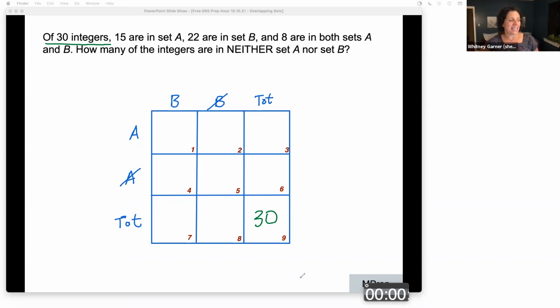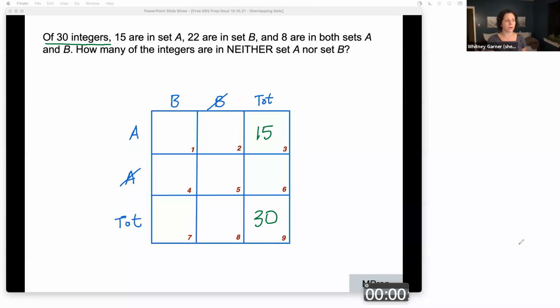What about 15? So I've got 15 integers in set A as a whole, right? So in set A as a whole, where is that going to go? Oh, nice, y'all. Because this is the total, and it's all of the integers in set A, I want to put it in the place that would be the total of A. And so this will be 15.